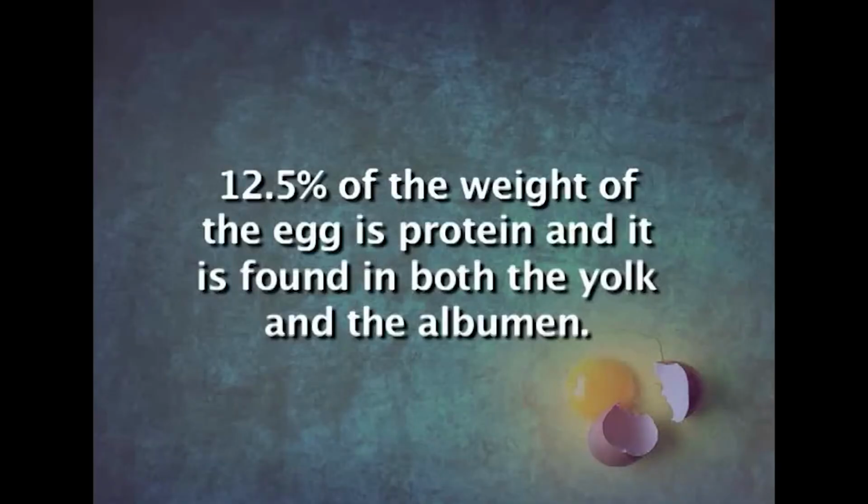Now, eggs therefore complement other food proteins of lower biological value by providing the amino acids that are in short supply in those foods. Now, 12.5% of the weight of the egg is protein, and it is found both in the yolk and the albumin, although protein is more concentrated around the yolk. There is in fact more protein in the albumin.